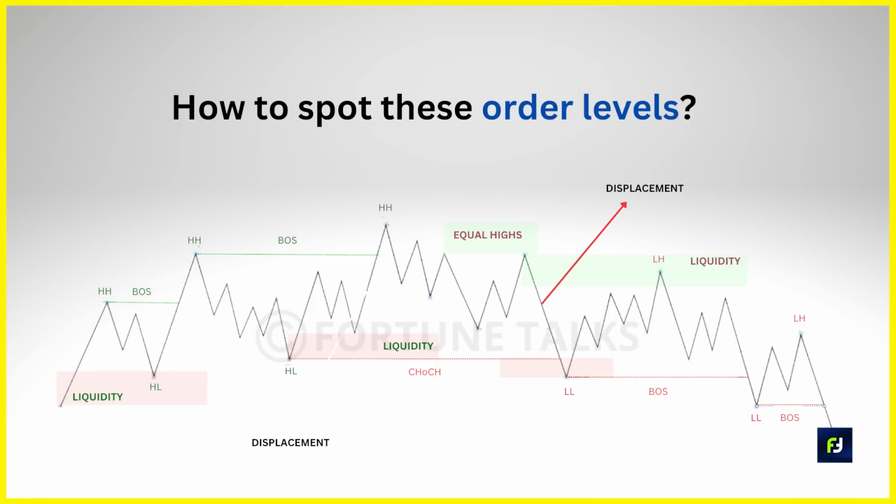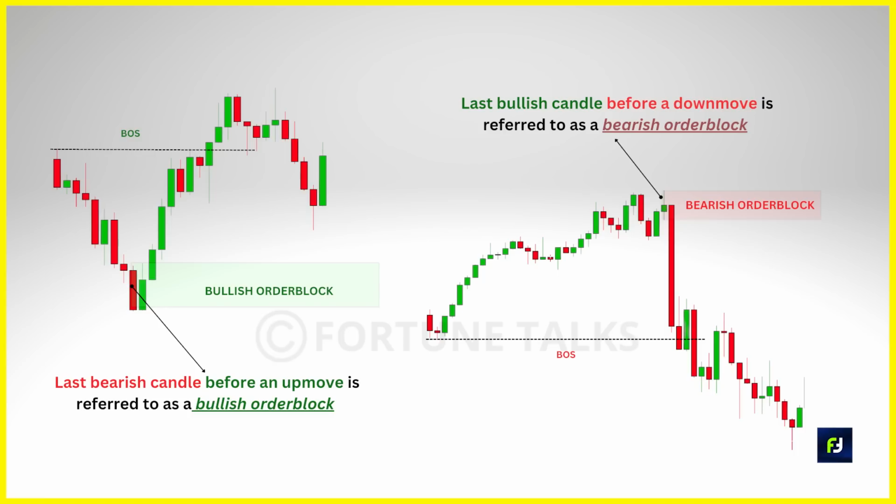There is a simple rule to spot these areas. The last bearish candle or selling momentum before an up move is referred to as a bullish order block, where a large number of buy orders are assumed to be located. Similarly, the last bullish candle or the last buying momentum before a down move is referred to as a bearish order block, where a large number of sell orders are assumed to be clustered. Just keep this in mind and don't stress a lot because we will learn all this in great detail in the upcoming episodes.